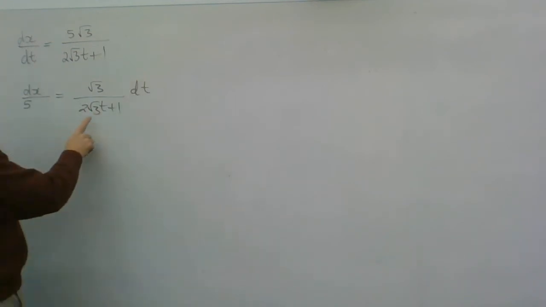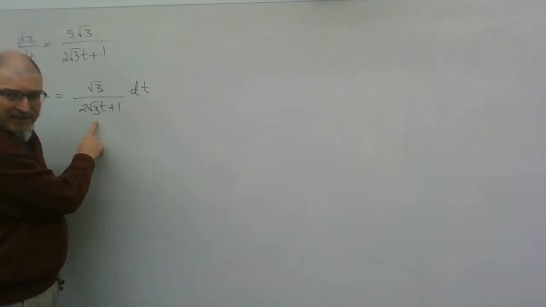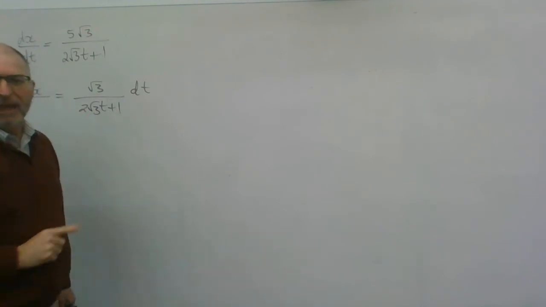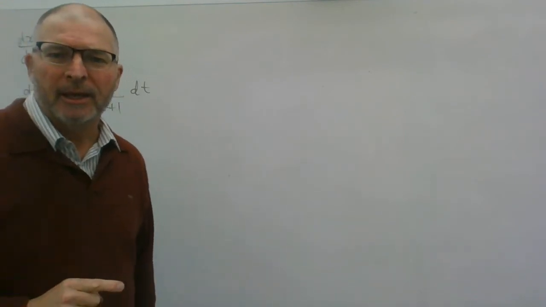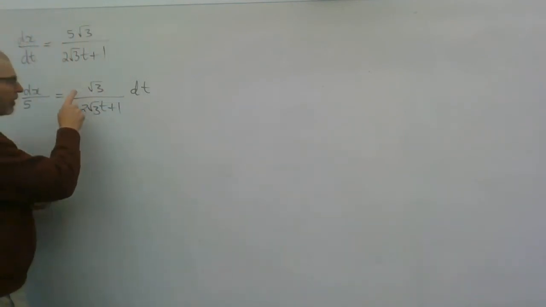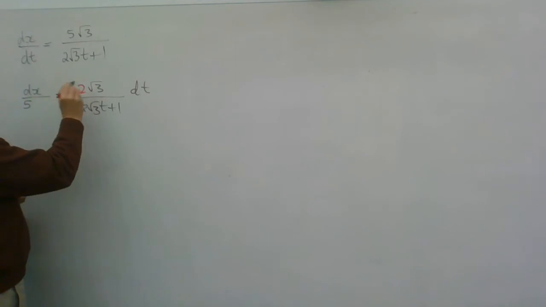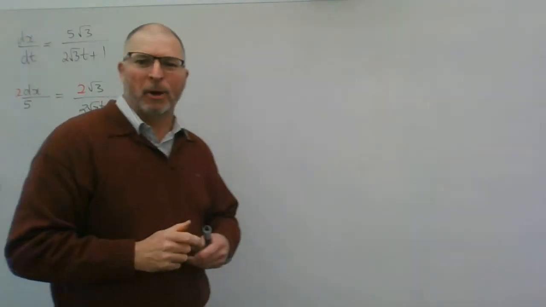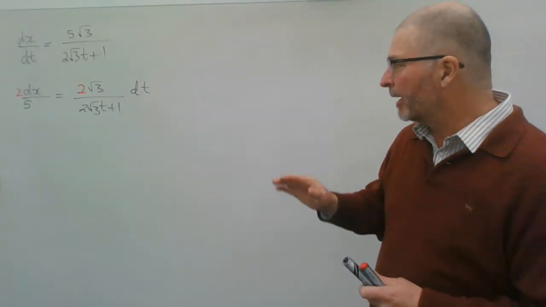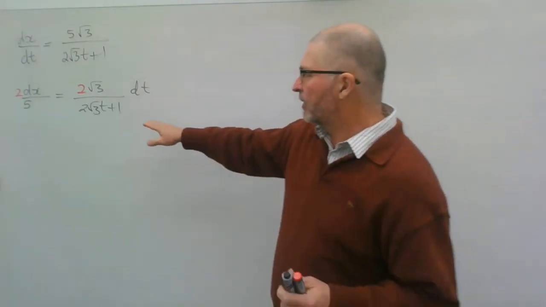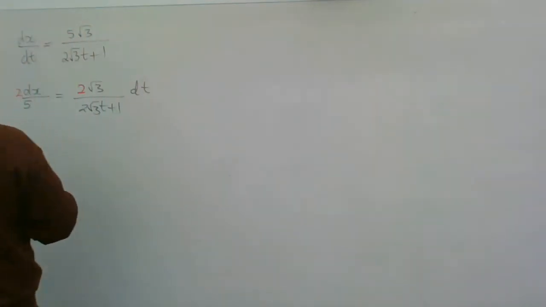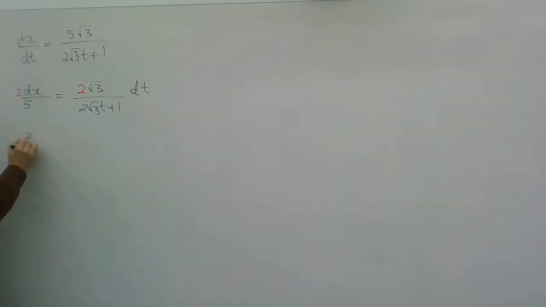Now I look at the denominator and I see that it's 2 root 3 t plus 1 and its derivative is 2 root 3. So I want 2 root 3 on the top. If I'm going to do that, maybe I'll multiply both sides by 2, and now I can find that the natural log of the denominator is the integral of this side. So I get 2/5.